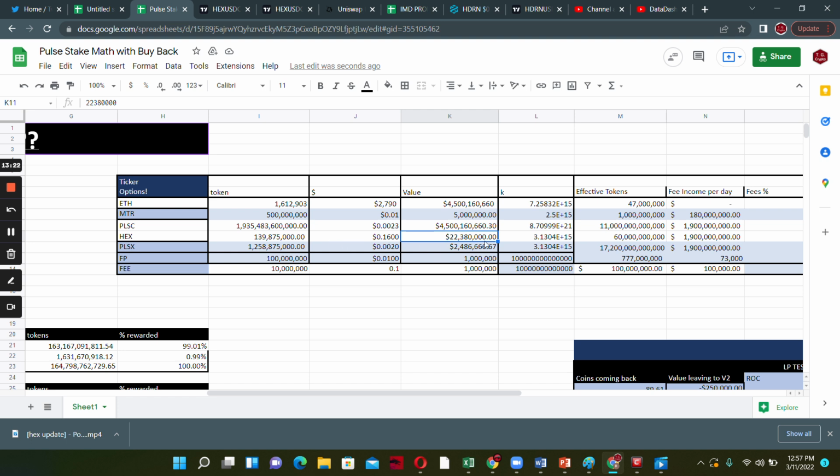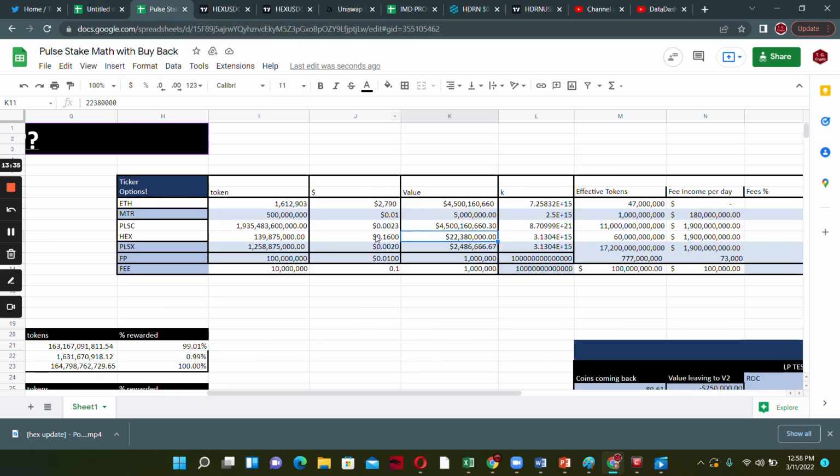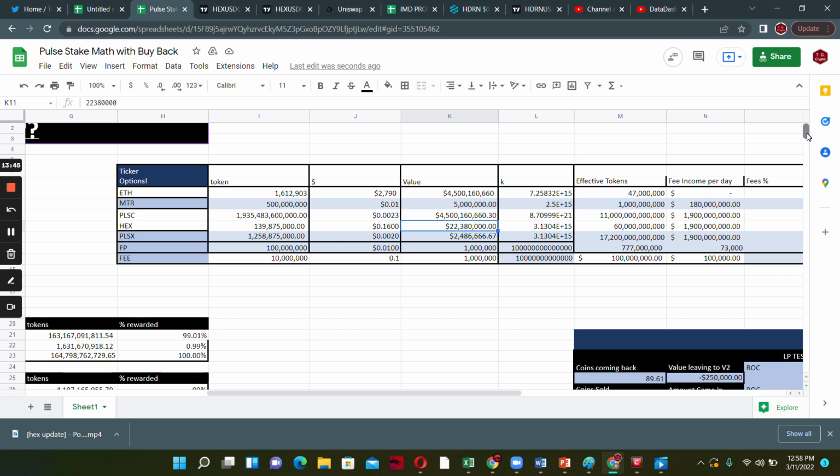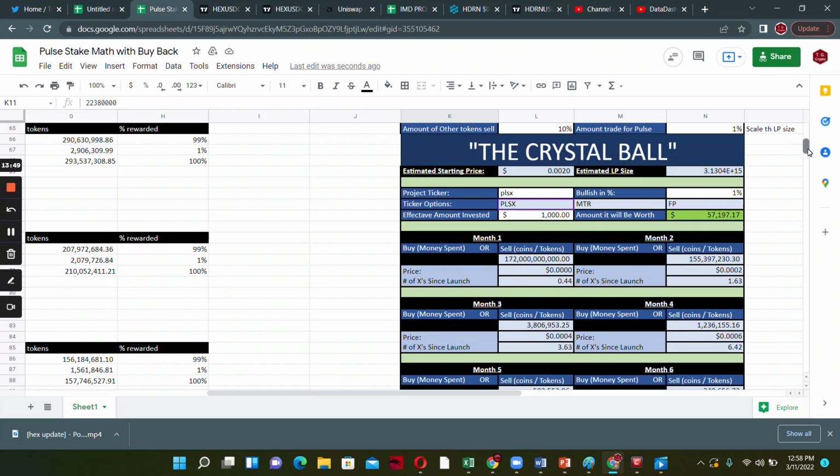So this is the Hex size. This is what I've used for my math, and I've allowed myself to be able to scale it as well. The Teeter-totter experiment right over here, this is the kind of math that I'm using to move the price from Hex to what I assume PulseX's start price will be, so I have somewhere to work from. So now that I figured that's the start price, that's good. I know the liquidity pool size.